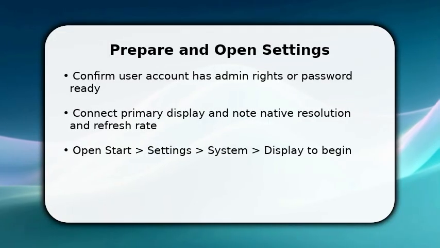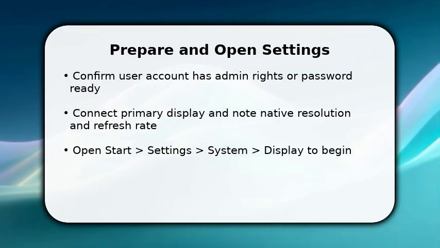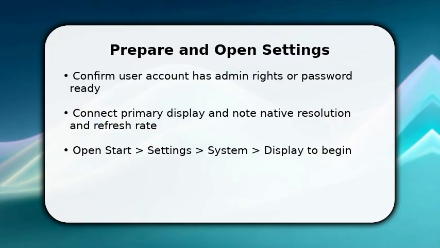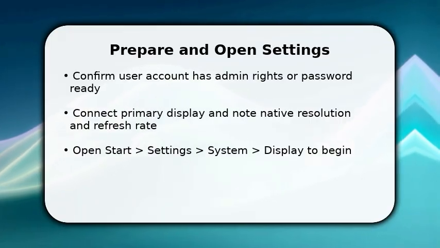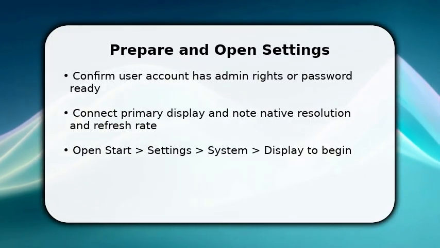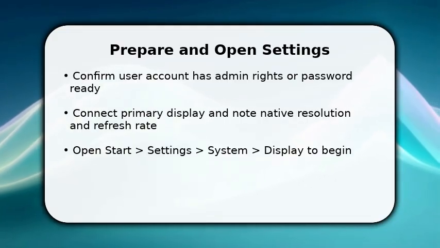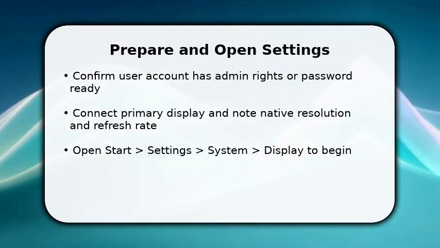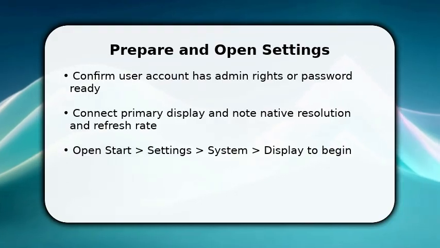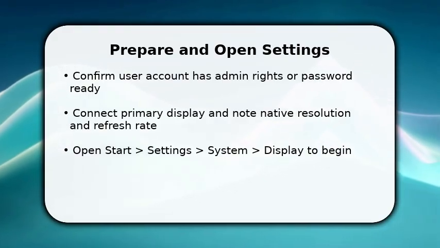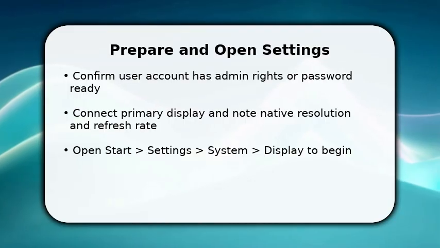You start by verifying admin access and that your main monitor is connected. This prevents permission roadblocks. Once done, note the screen's native resolution and refresh rate so you can restore exact values later. Now open Start, choose Settings, then System and Display to begin. This route ensures you access built-in controls rather than third-party apps.